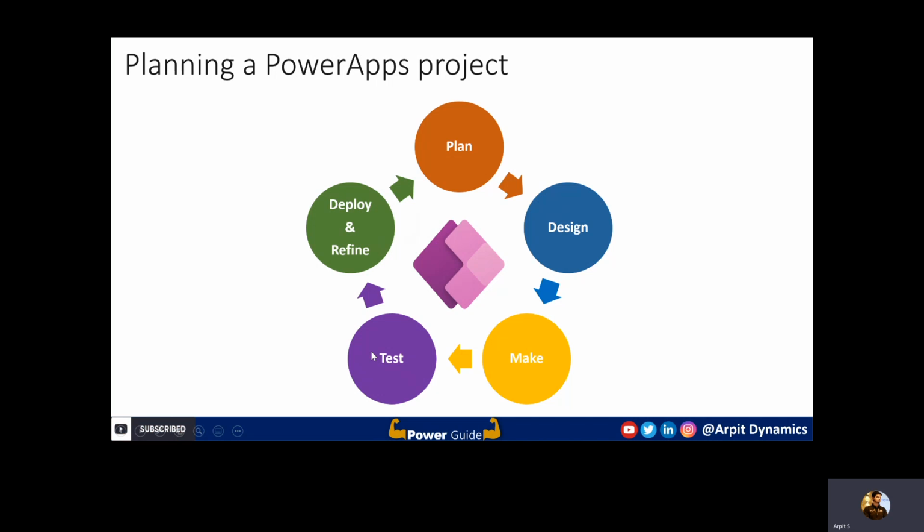Your app goes for the testing phase, where your testers will actually test your apps, and finally you deploy into the target instance. Once you get the feedback from the client, you again follow the same process. You can refine your app. So this is basic, if you are simply aware of the SDLC cycle. It is the same way the Power Apps project works.